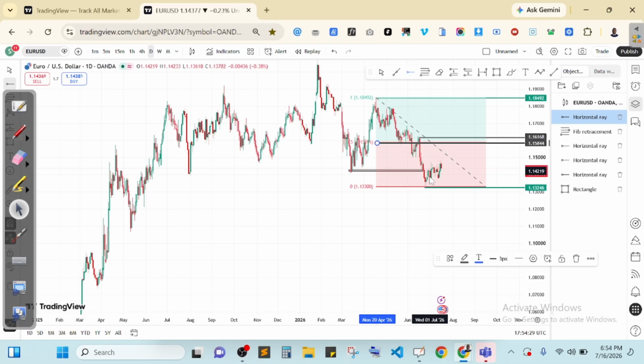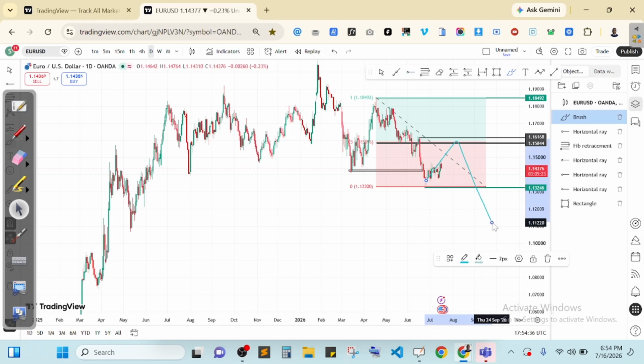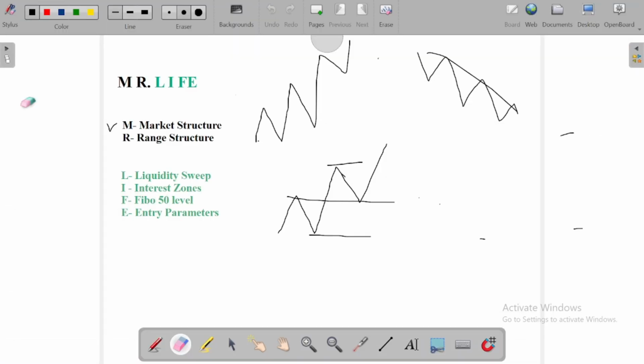And what we are expecting now is the price to come to this level, right? Then move downward. It's very simple. There's no need for you to complicate it. So from our strategy, we have identified market structure and range. So at lower time frame, we can look out for liquidity sweep for more confirmation of entry.